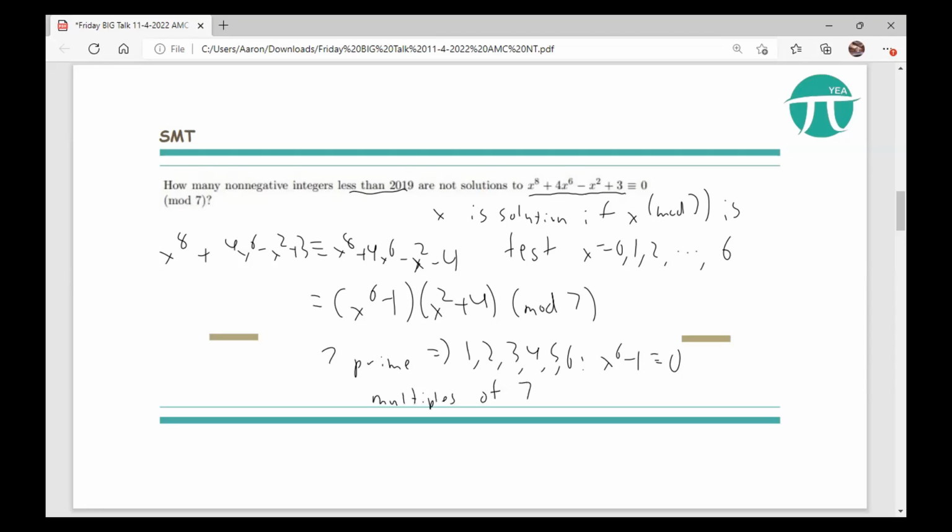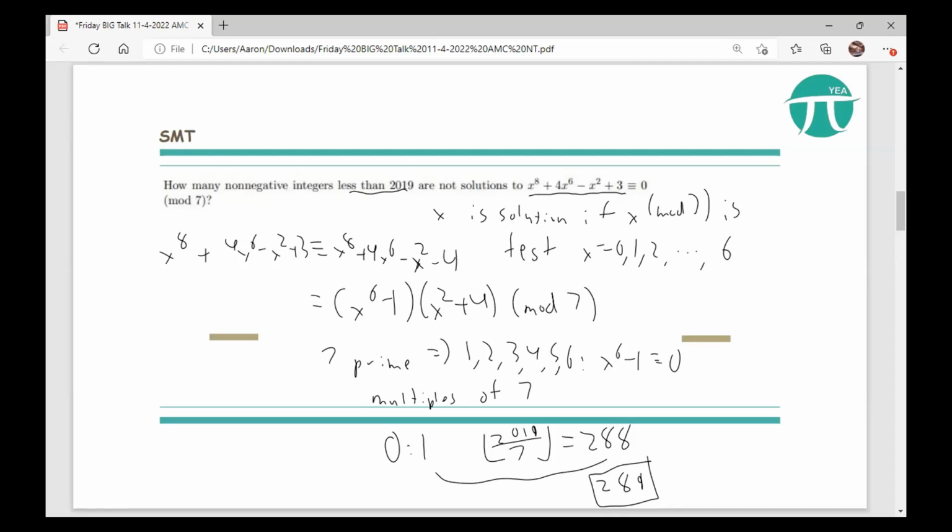So we want the number of non-negative integers, which means 0 is included. Sorry, 0 is a solution, so it is included. So this results in one value. And the rest of the values is the floor of 2019 over 7, which is 288 if you divide it out. And so the sum of these two values is 289, which is our final solution.